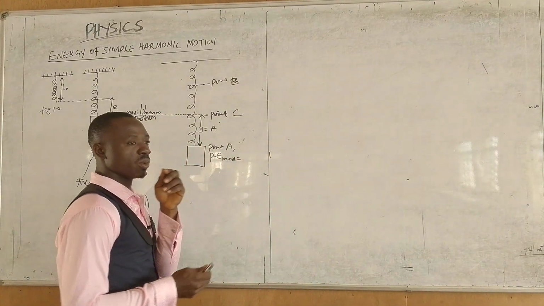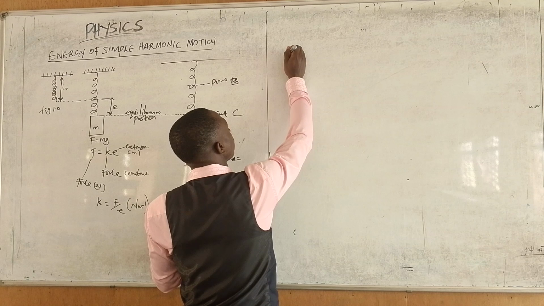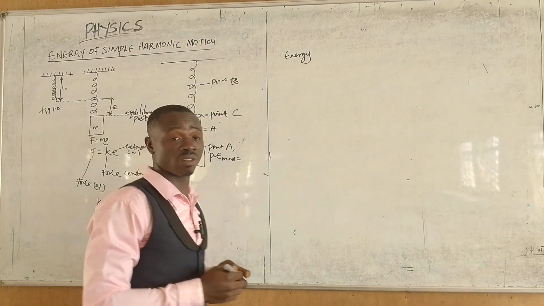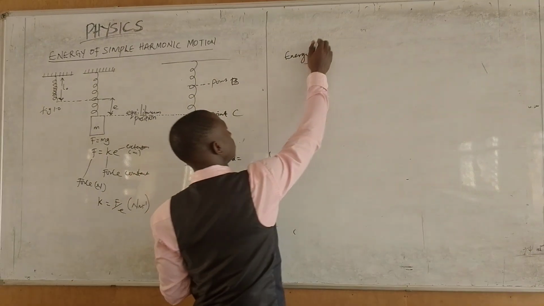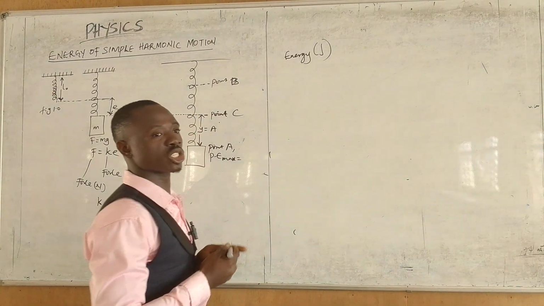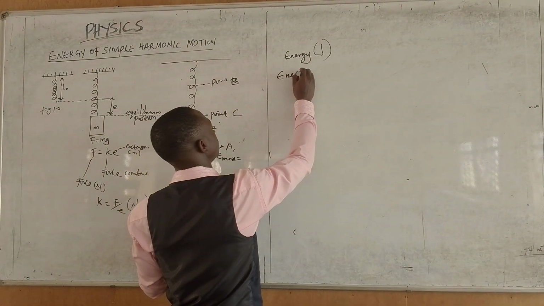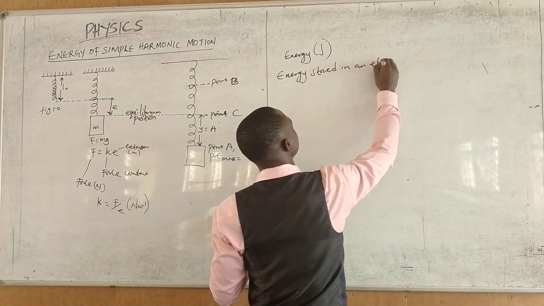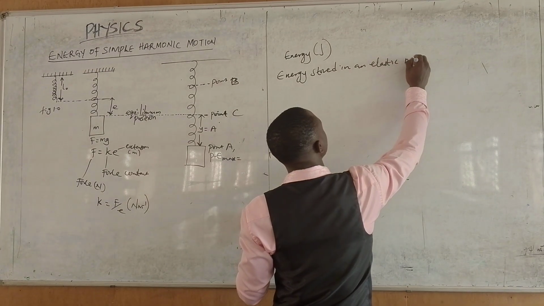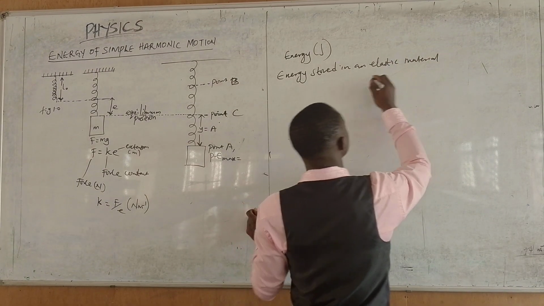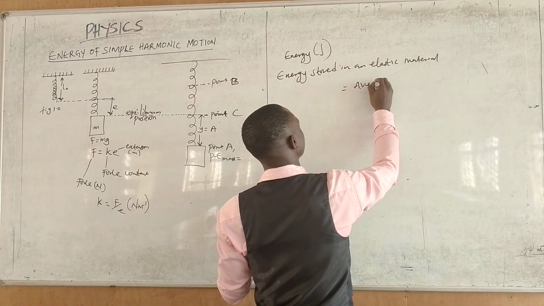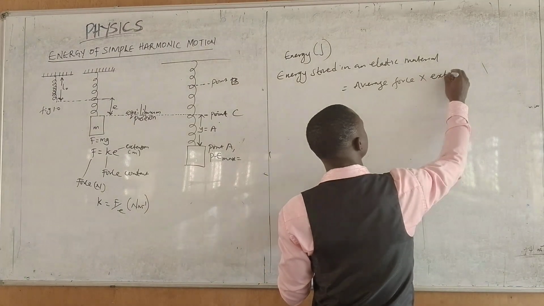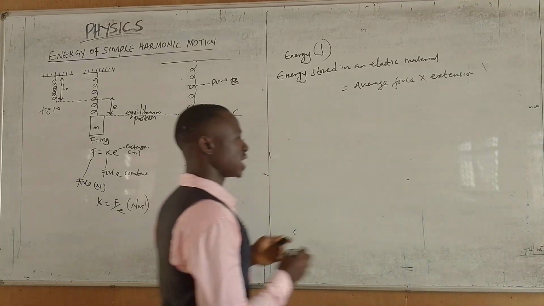So this is it. For an elastic material, what is the energy stored? Don't forget that energy and work are used interchangeably because both of them have the same unit. Both of them are measured in joule. And energy stored in an elastic material is equal to average force times the extension produced. Average force times the extension produced.